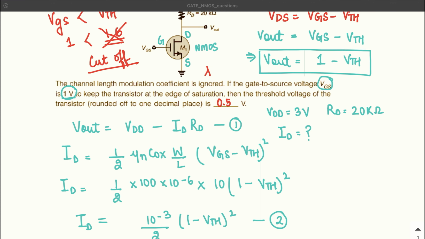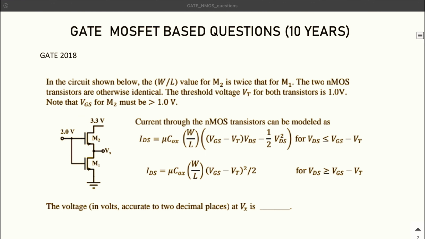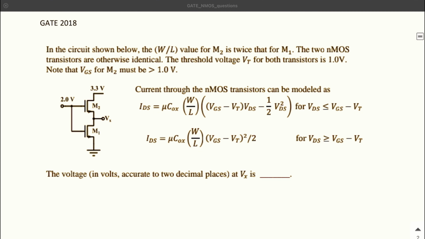Let's move to the next question. In the circuit shown below, the W by L value for M2 is twice that for M1. The two NMOS transistors are otherwise identical. Threshold voltage is 1 volt. And there is a condition given that the VGS for the M2 transistor must be greater than 1 volt. They have also given you the current equations for both the linear and the saturation mode. And now they are asking you the voltage at Vx up to 2 decimal places.